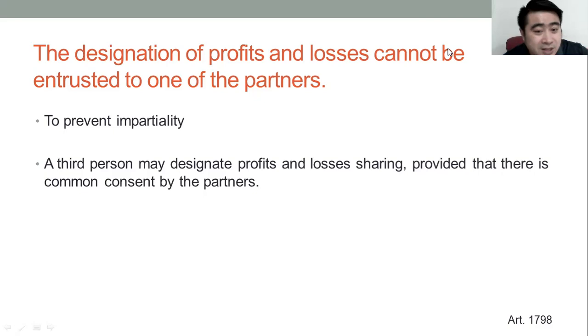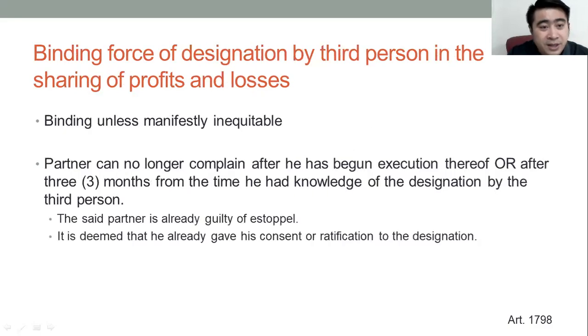So a third person may designate profits and losses sharing provided that there is common consent by the partners. Bago mapangalanan yung third person na magde-designate ng profit and losses sharing, dapat pumayag muna yung mga partners. Kapag hindi sila pumayag, hindi pwede. So what is the binding force of designation by the third person and the sharing of profits and losses? It is binding unless it is manifestly inequitable.